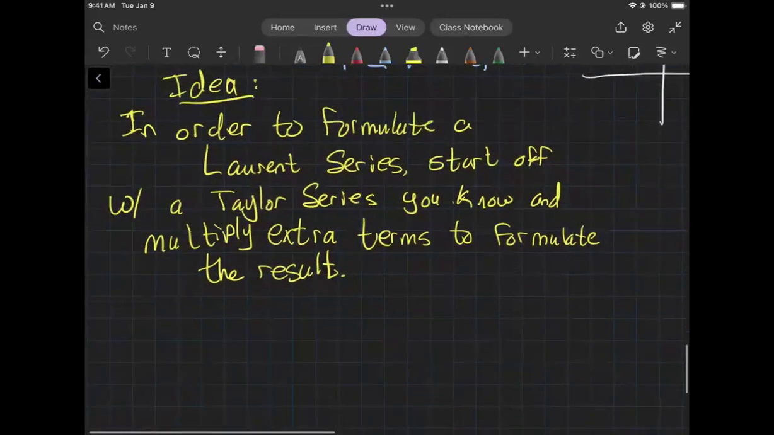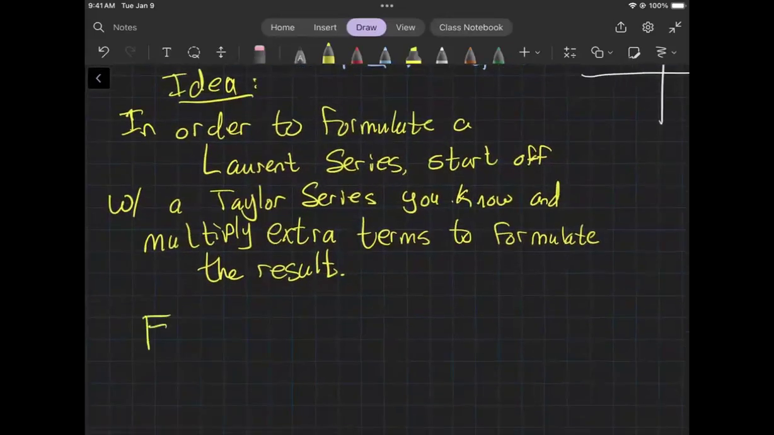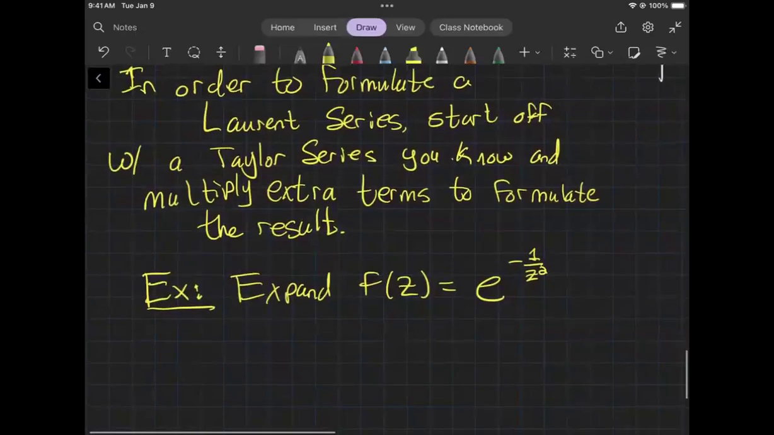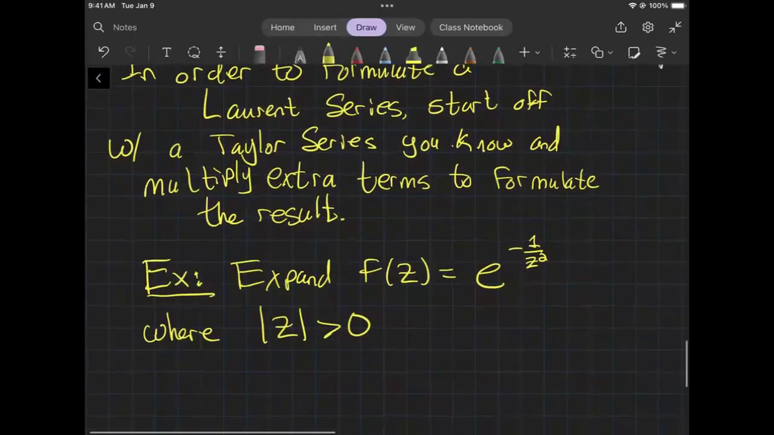Okay, so I'll show you an example. What if I want to expand this function f(z) equals e to the minus 1 over z squared, where the absolute value of z is greater than 0? Okay.